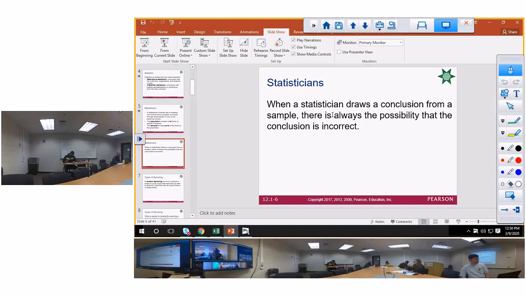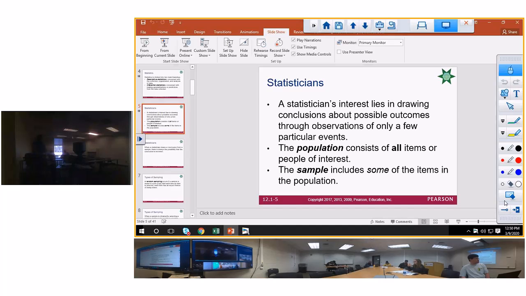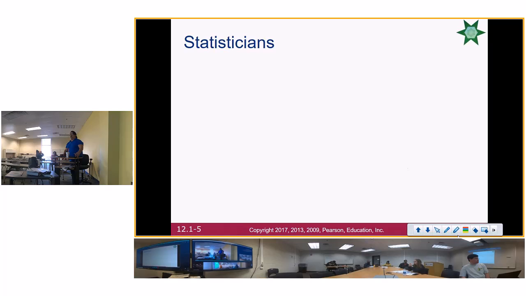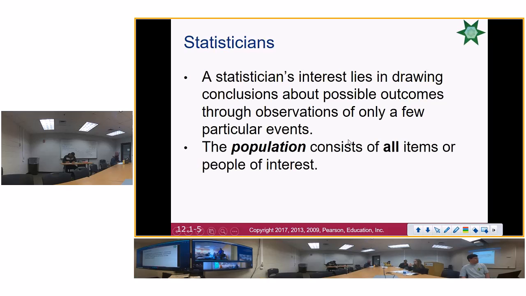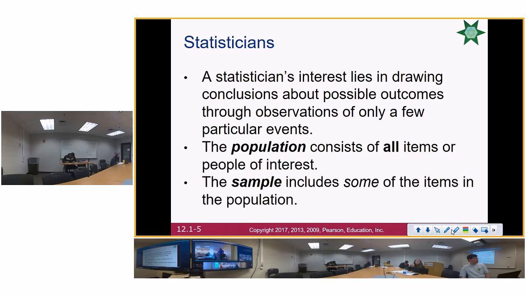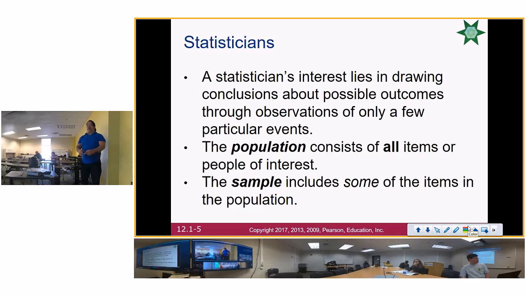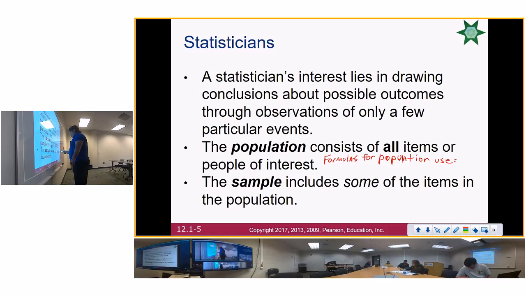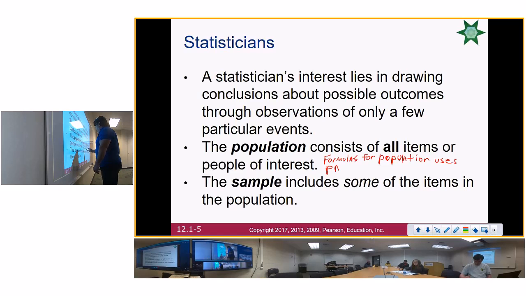Okay, now I'm going to go ahead and I'm going to go back one. And this is where you actually see it. Formulas for population use parameters. Write that down. Formulas for population uses parameters. Remember, PP, population parameter.